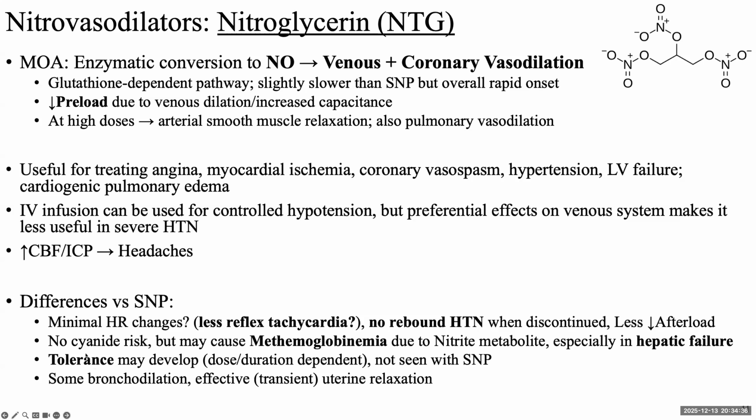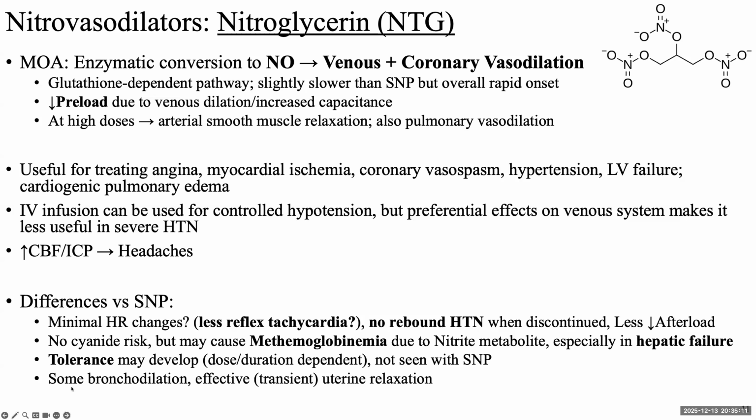Now, on the plus side, there's no cyanide risk, but it may cause methemoglobinemia due to the nitrite metabolite, right? And this is especially increased in patients who have hepatic failure. Tolerance might develop. This is dose and duration dependent, and tolerance is just not something you see with SNP. But of course, I don't think we're really running SNP long enough for this to occur anyway. You'd probably see toxicity beforehand.